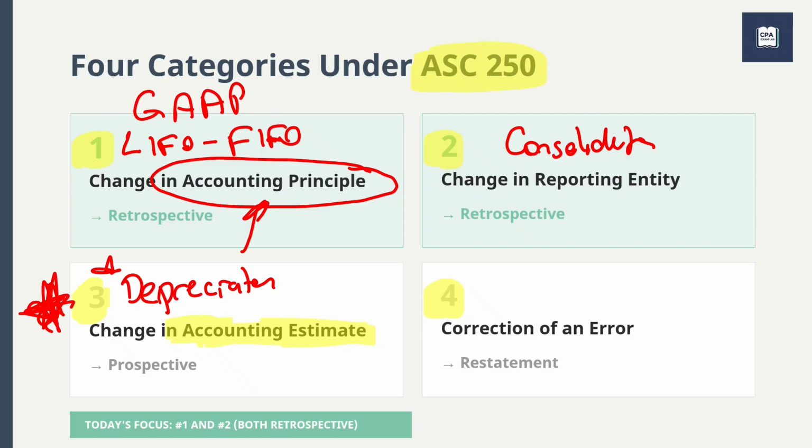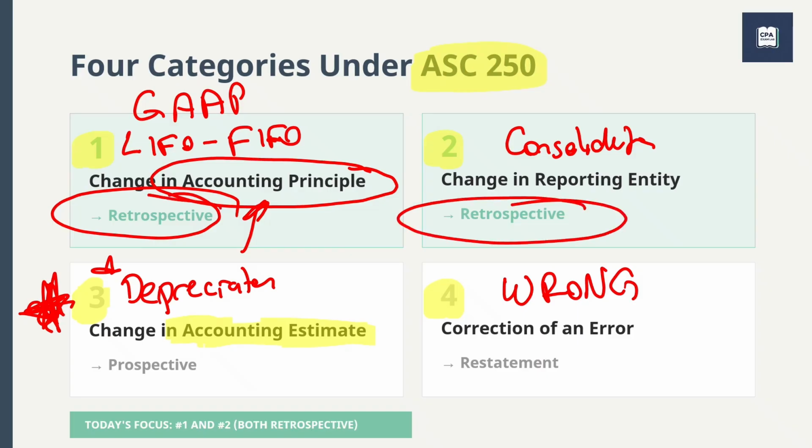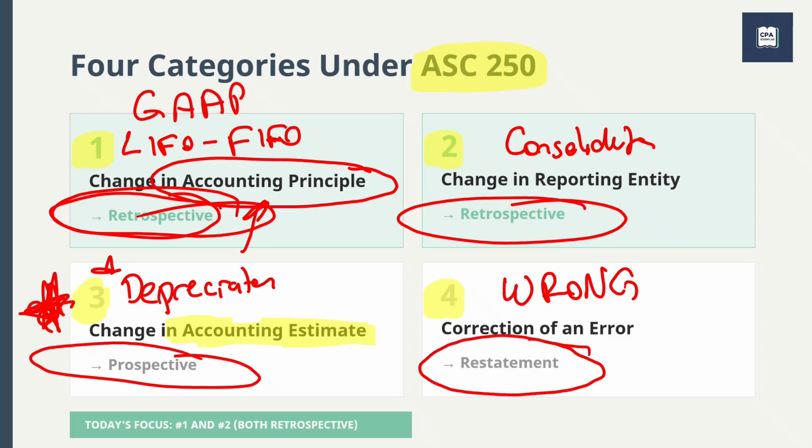This one is we just discover an error. It's as simple as you can put it, something was wrong and how are we going to correct it. As I said, we're going to go through them one by one, but as you can see here, for change in accounting principle and the reporting entity, we go retrospectively. If there's an estimate change, we go prospectively. And if there's a correction of error, we restate. You don't need to memorize yet. Now we're going to go one by one to make more sense.